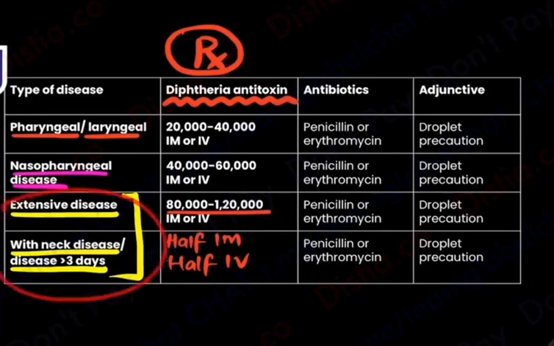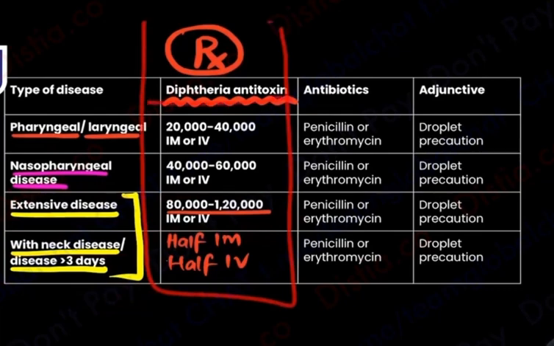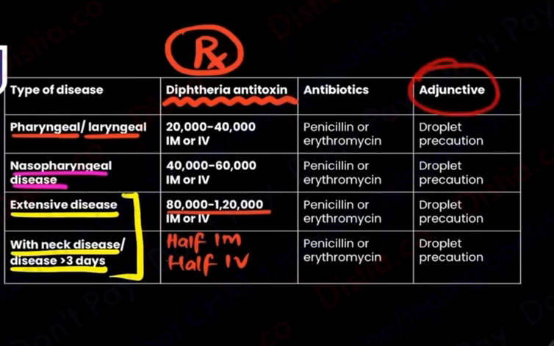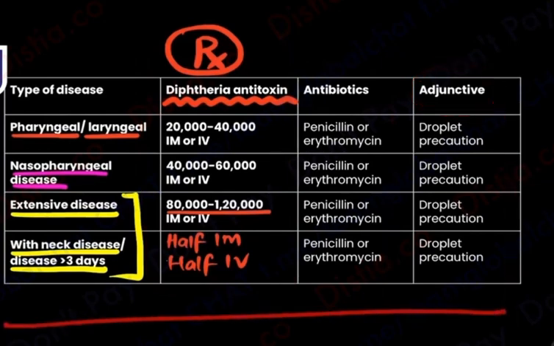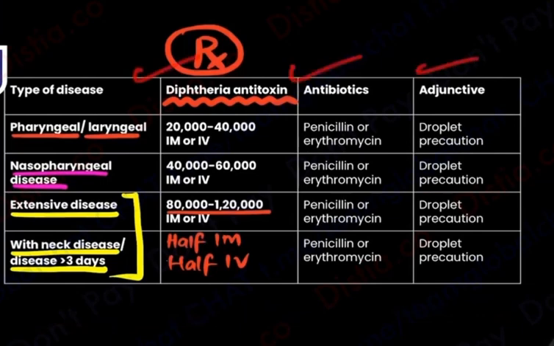That is when you are considering an extensive disease or a disease that has bull's neck or a disease that is beyond 3 days. So, isme dosage also increases and half IM, half IV is given, right? So, I just wanted to tell you that the treatment is by the antitoxin. Antibiotics is same, penicillin or erythromycin depending on tolerance. And the adjunctive is definitely going to be droplet. But once this person is being treated, theek hai, ye bhi diya, ye bhi diya, ye bhi kara.